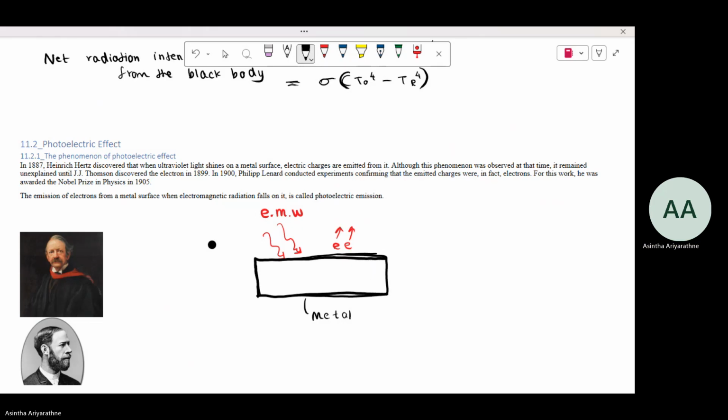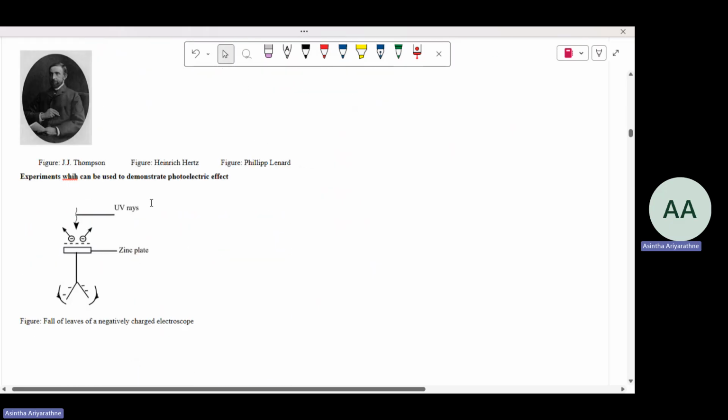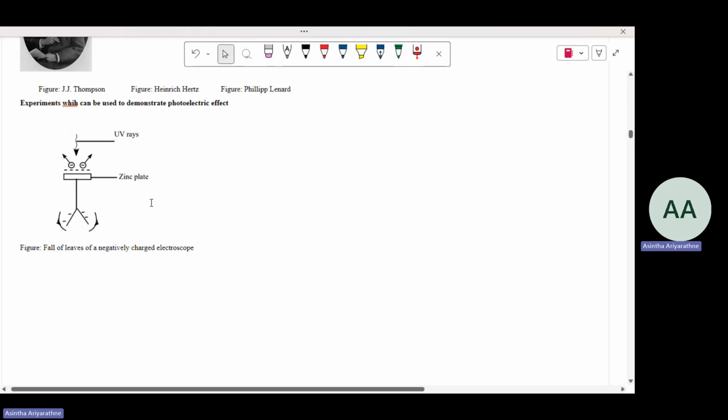So the idea you have to get is that the photoelectric effect means the emission of electrons due to electromagnetic waves falling on a metal. That's the simple idea of the photoelectric effect: the emission of electrons from a metal due to electromagnetic waves falling on it. And these are the three scientists that I have just mentioned.